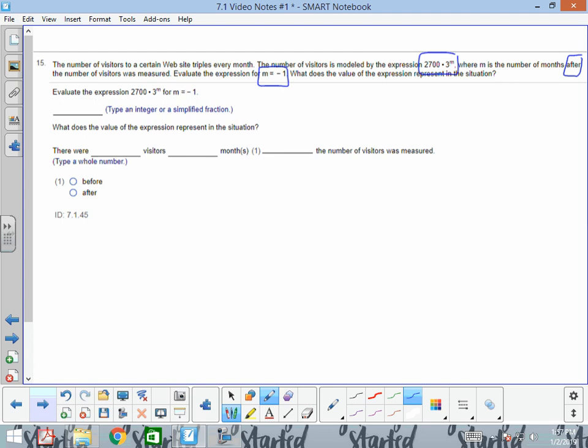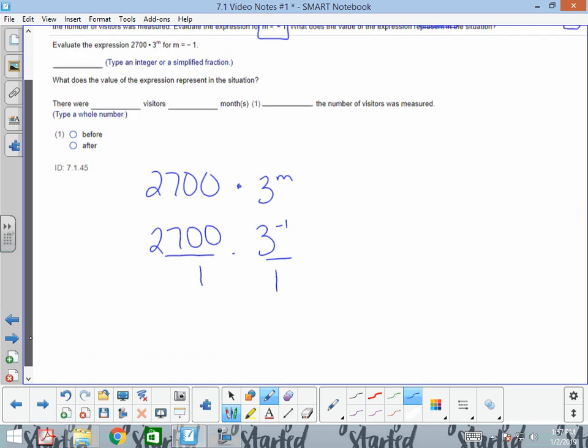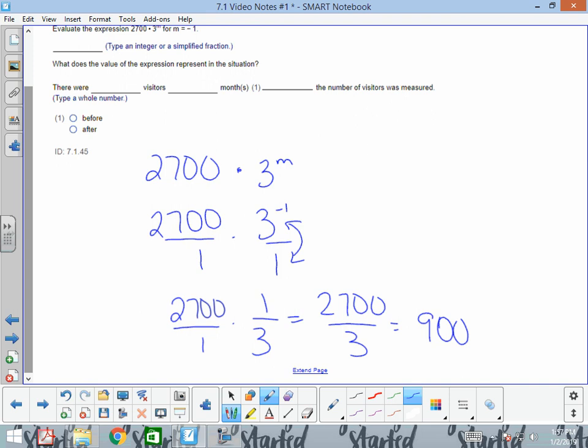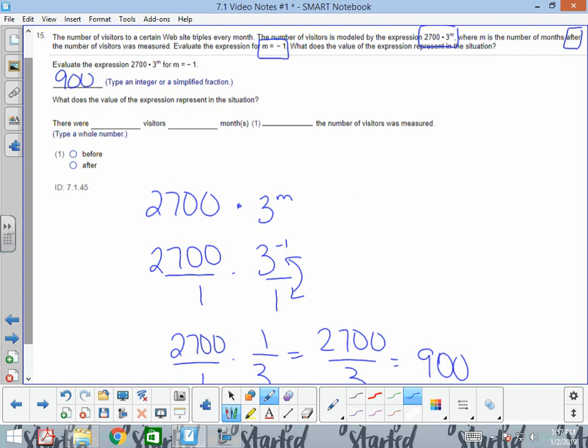So we're going to put -1 in for m. So we're going to have 2,700 times 3 to the m power, which is 3 to the m is going to be -1. So this is the one that's going to flip places. And whenever the 3 to the -1 goes to the bottom, it becomes 3 to the +1. Top times top, bottom times bottom, and simplify. So that means that it's 900. So the expression when we evaluate m is -1 is 900.